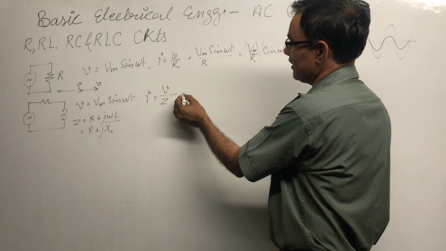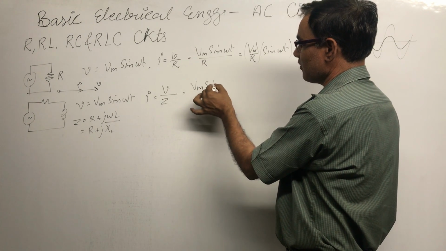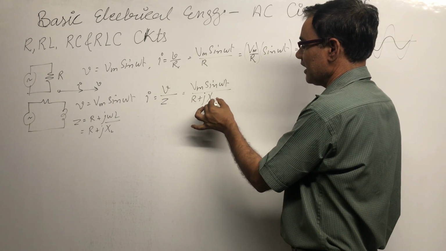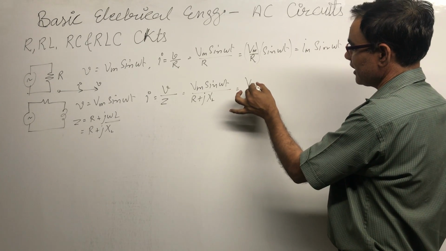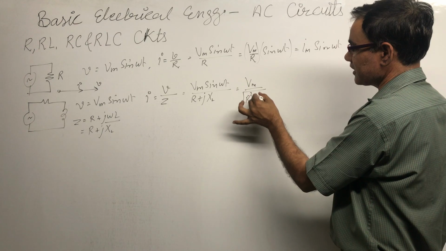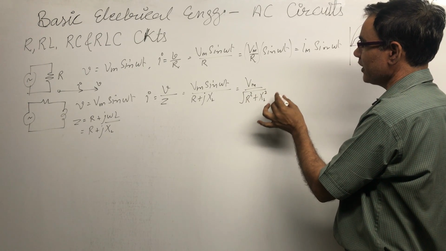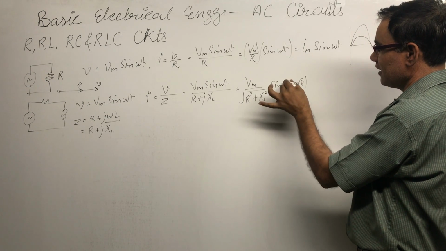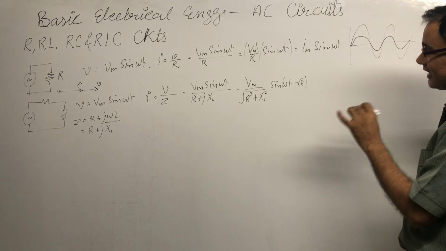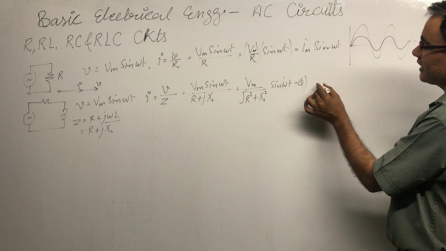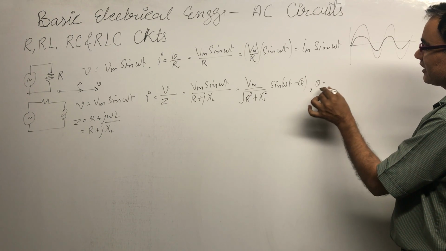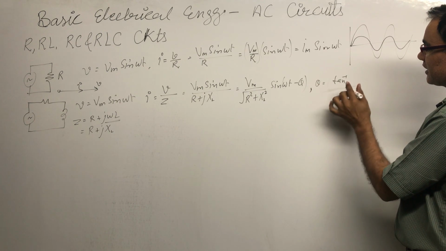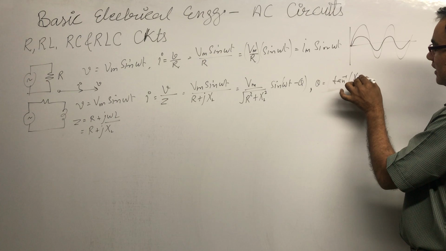So this is the V. V is Vm sin of omega t, and Z is equal to R plus iota XL. So the current is equal to Vm divided by the square root of R square plus XL square, times sin of omega t minus theta. What is the value of theta here? Theta is tan inverse of XL upon R.